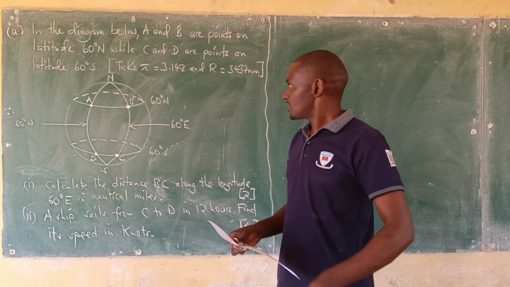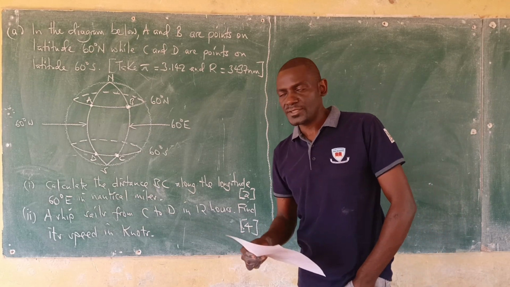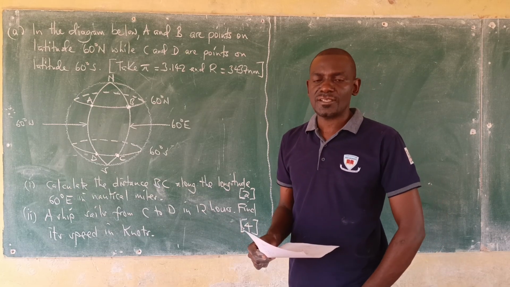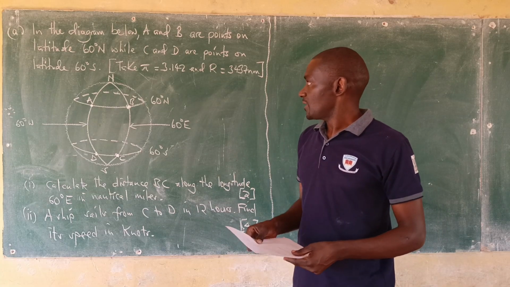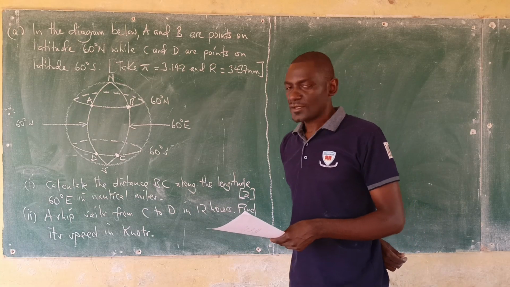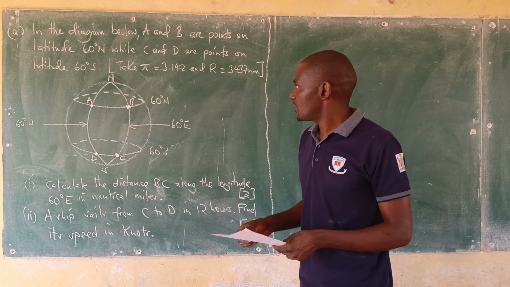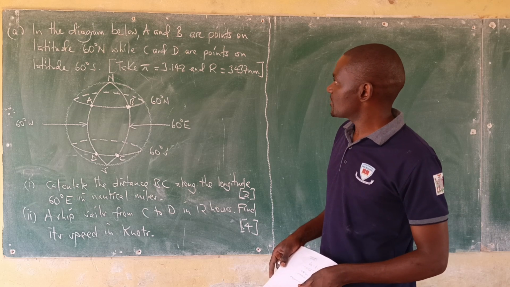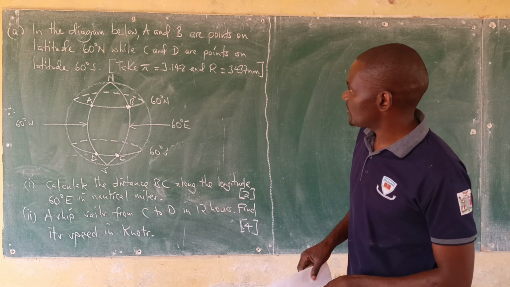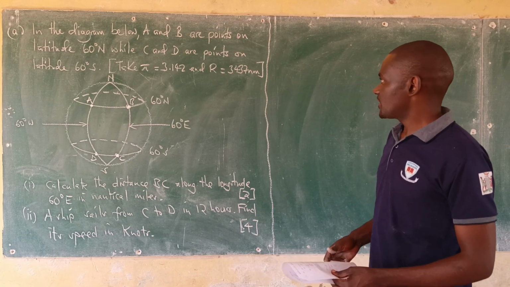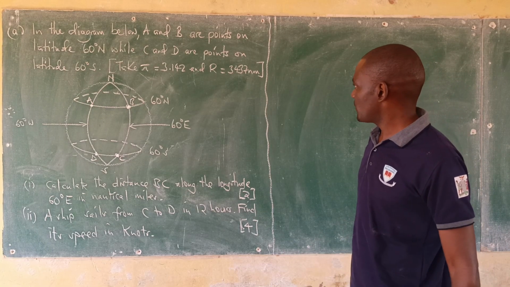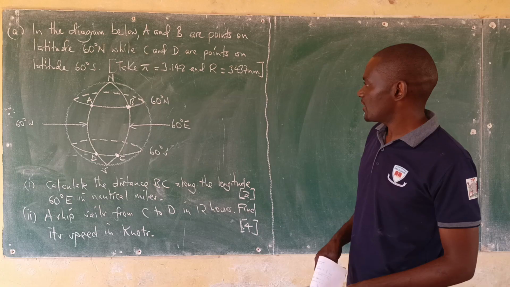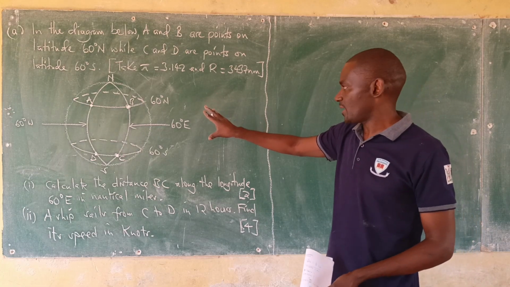We just want to look at this question from Earth Geometry, that is ECZ past paper 2018 GCE. So this was question 7A. Without wasting time, the question reads: in the diagram below, A and B are points on latitude 60 degrees north, while C and D are points on latitude 60 degrees south. Take pi equals 3.142 and R equals 3,437 nautical miles. So this is the diagram that we have.